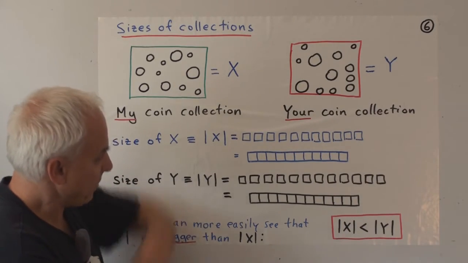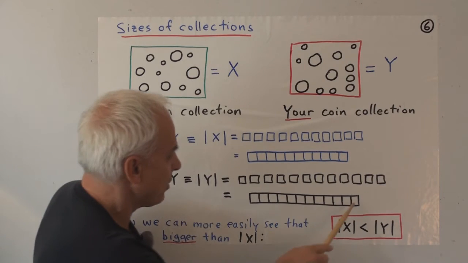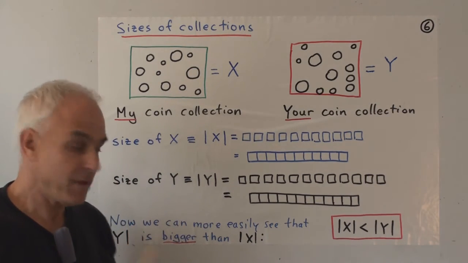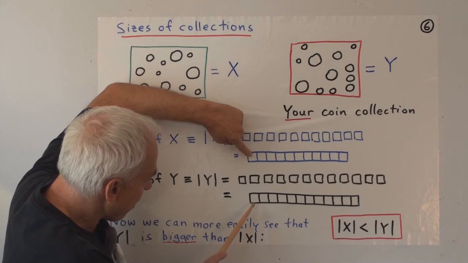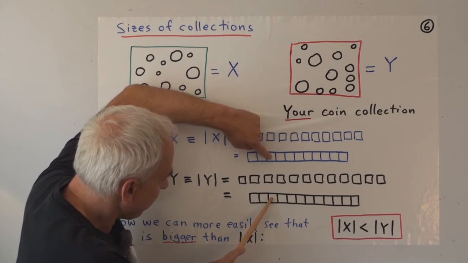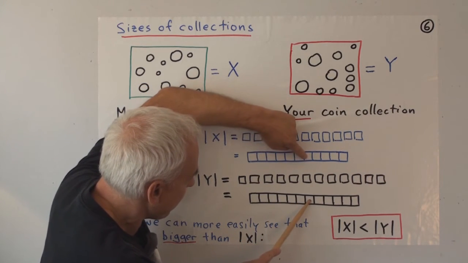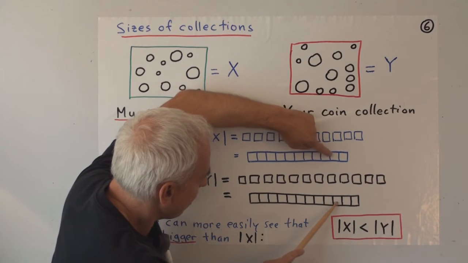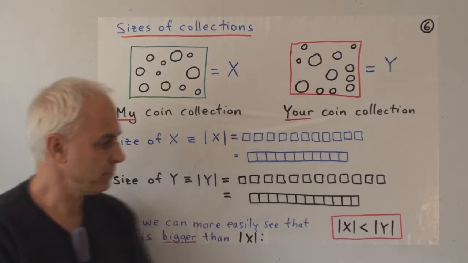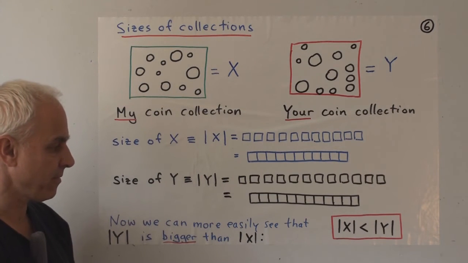Well, an informal way would be just to look at them and say, well, it looks a little bit like yours is a bit longer, but I'm not sure. Let's do that more systematically. We could do that by just going through them one by one. I'm matching them up one at a time, one for one, to see whose number is bigger. And yours is bigger by 1. We can say that the size of Y is bigger than the size of X.